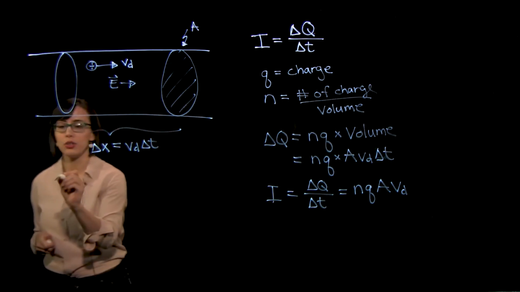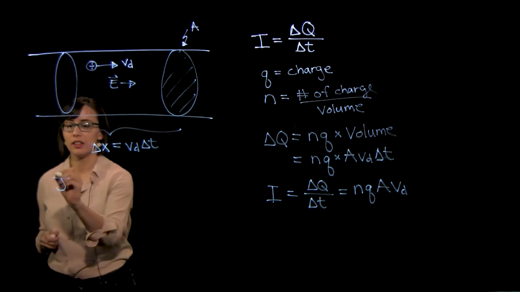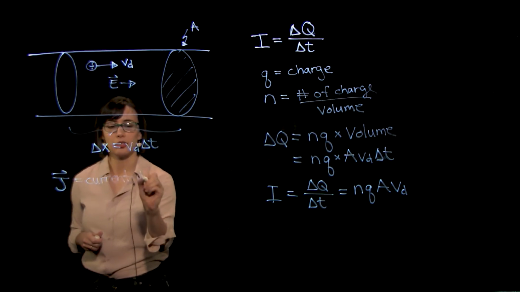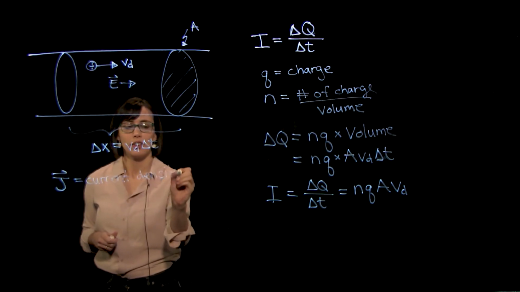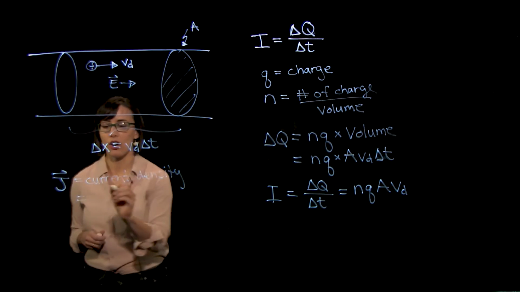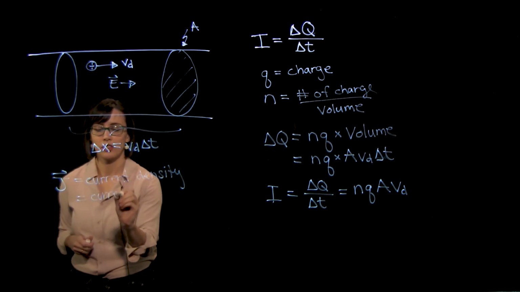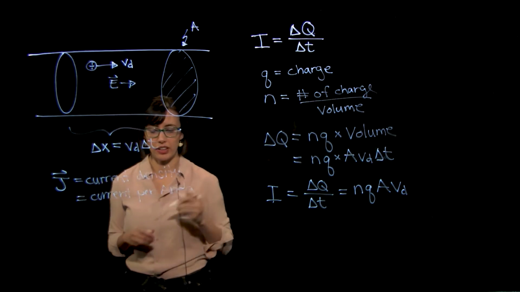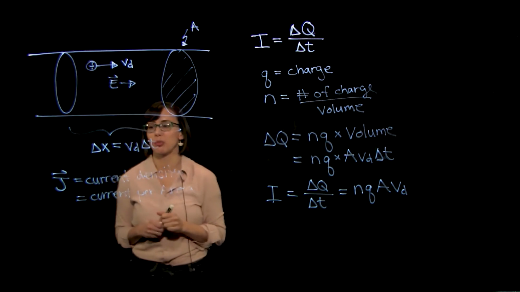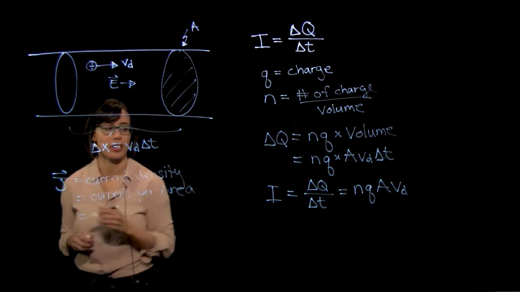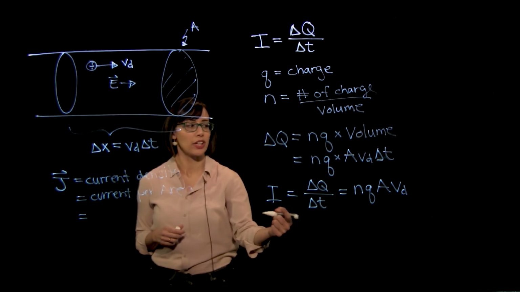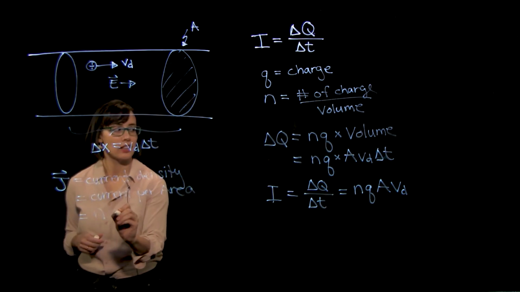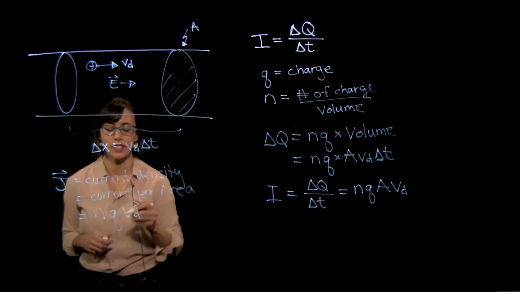And so we're going to define a new quantity called J, which is a vector. And this is what we call our current density. And this is then defined as our current per cross-sectional area. So if we think of this example, our J then, which is our current per cross-sectional area, we can just divide our I over here by our cross-sectional area A. And so in this particular case, it's just n times q times Vd.